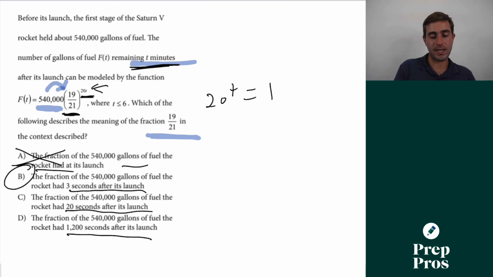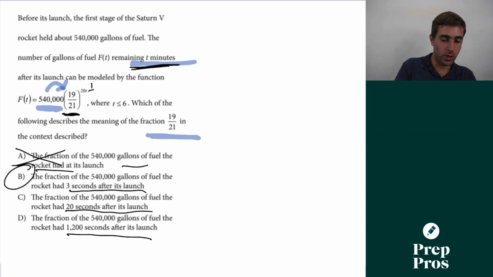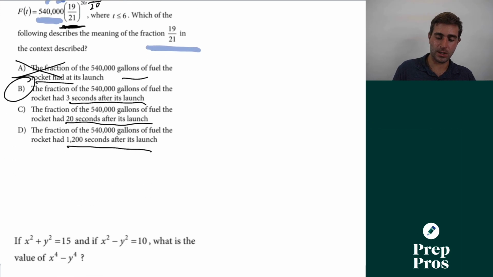3 seconds is 1/20th of a minute. That is how I am able to tell that that is the correct answer. Because as I do 20 times 1 over 20, that just equals 1. And then that is going to tell me how much fuel was remaining after 3 seconds, because I've raised it to the first power. Super, super, super tricky question here.